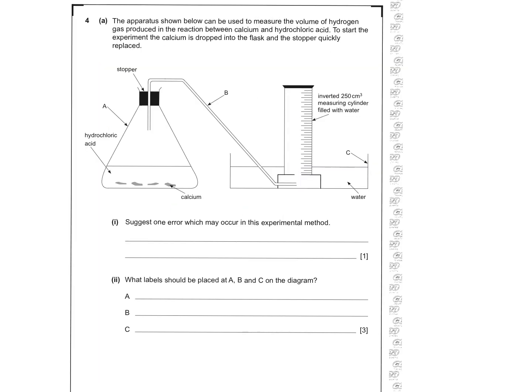On to the next question then. So here, calcium is reacting with hydrochloric acid. The gas, which is hydrogen, has then been collected over water. So part 1, suggest one error which may occur in this method.